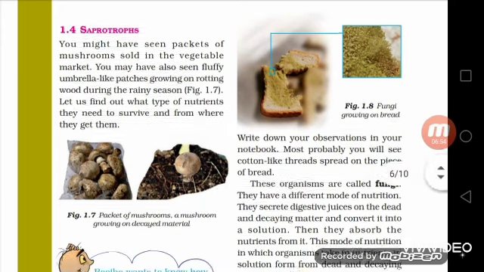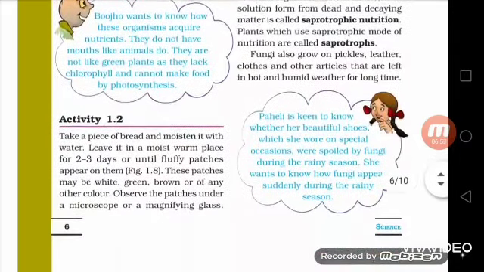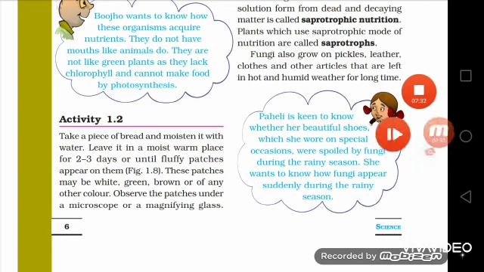such saprotrophs. Let's take one activity over here. Activity 1.2. Take a piece of bread and moisten it with water. Leave it in a moist warm place for 2-3 days or until fluffy patches appear on it. So what we have to do is take one bread piece, moisten it, sprinkle a little bit of water on it, and pack it inside a box or just leave it as it is. After 2-3 days you can clearly see green patches or white fluffy structures on the bread.